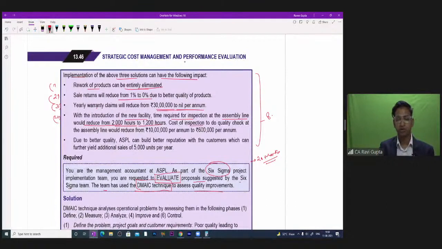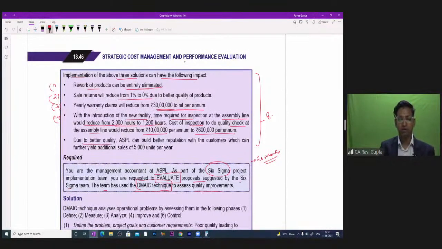The cost of inspection to do the quality check at the assembly line would reduce from 10 lakh per annum to 6 lakh per annum. So we are not eliminating the inspection at the assembly line. We are maintaining the inspection at the assembling line also. That will be for the finished goods. But we also have to inspect the material at the time of receipt, at the time of procurement of material. So there is one more system of inspection placed at the time of the material.